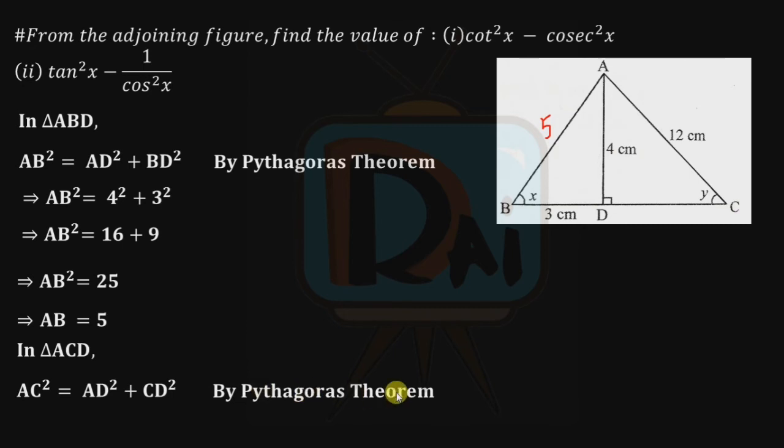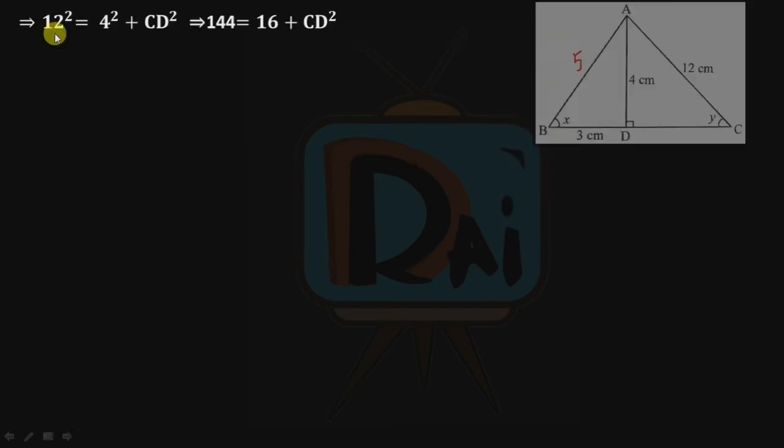Again, using the Pythagoras theorem, AC is the hypotenuse, opposite the 90 degree angle, and AD is the perpendicular opposite to the angle Y. So AC square is equal to AD square plus CD square. The value of AC is 12, so 12 square is equal to AD, which is 4, 4 square plus CD square. Square of 12 is 144, which is equal to square of 4, which is 16, plus CD square.